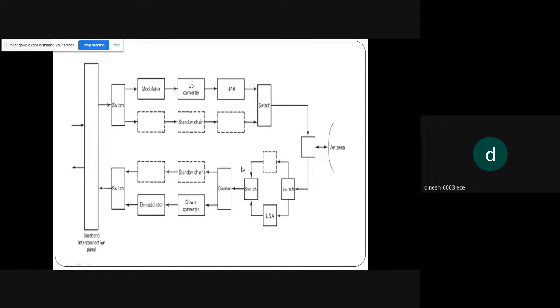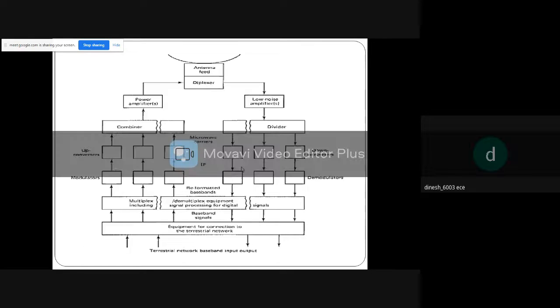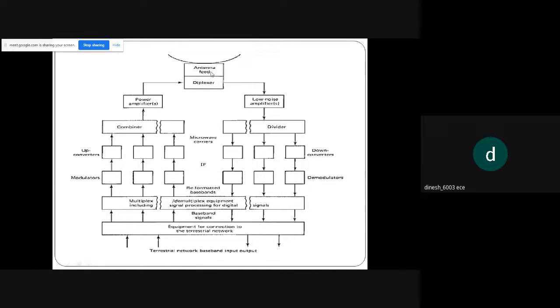So the earth station will act as both transmitting and receiving simultaneously. So this is the same which is used for terrestrial network. We have the antenna feed or the antenna signal.